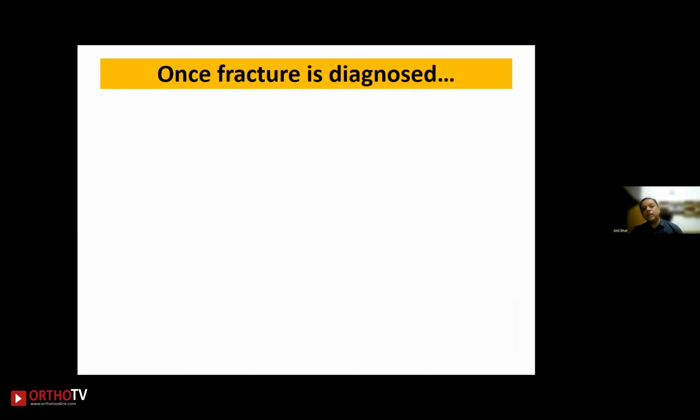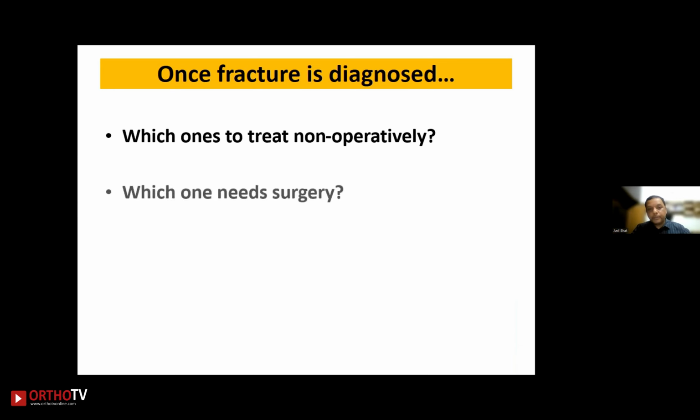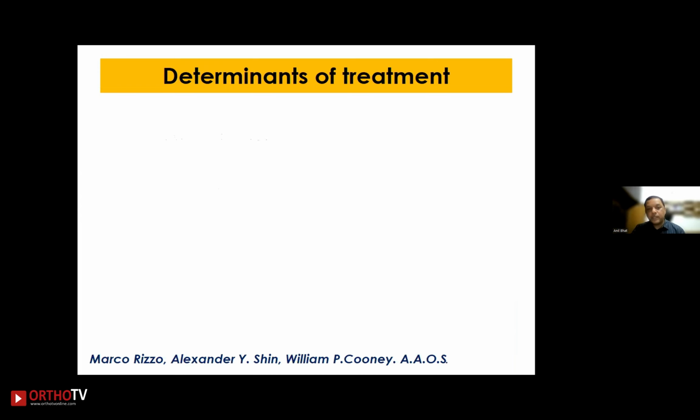So these are the 3 steps. You'll have to do it in a proper way so that you don't miss these fractures. But once the fracture is diagnosed, the dilemma starts: which ones to treat non-operatively, which ones require surgery, what is the method, what is the implant.